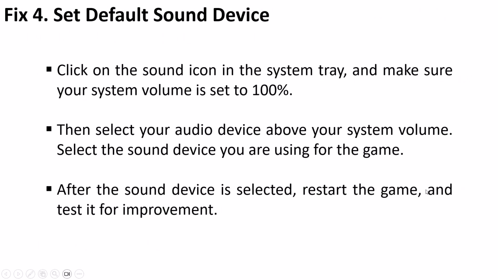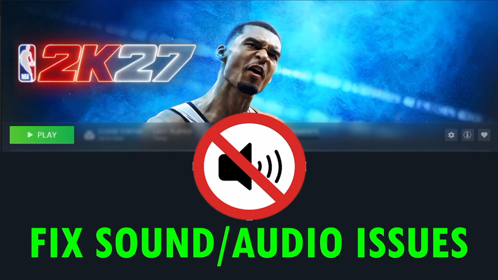Fix 4, set default sound device. So click on the sound icon in the system tray and make sure your system volume is set to 100%. Then select your audio device above your system volume. Select the sound device you are using for the game. After the sound device is selected, restart the game and then check if your problem is fixed or not. So by following these fixes, I hope you can easily fix sound or audio problem in NBA 2K27.